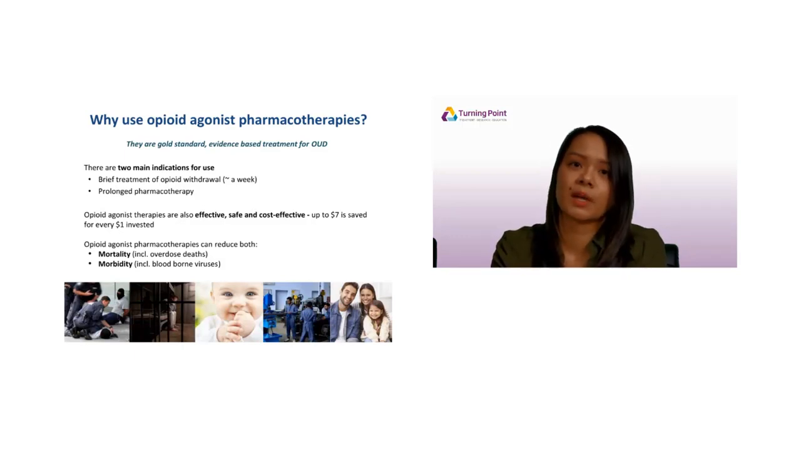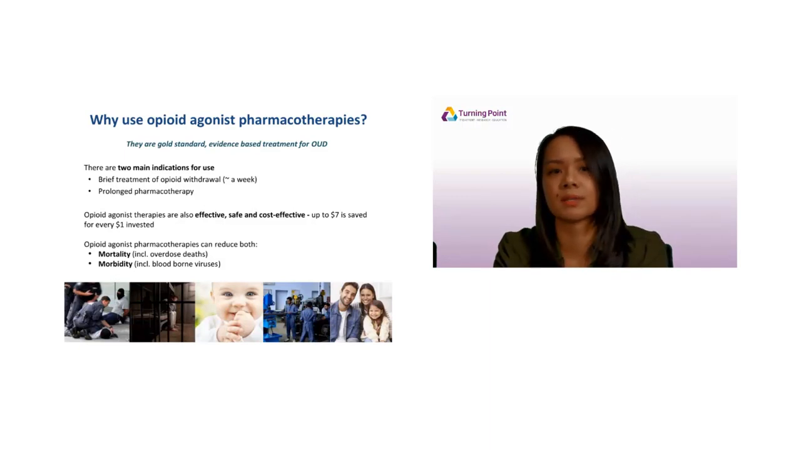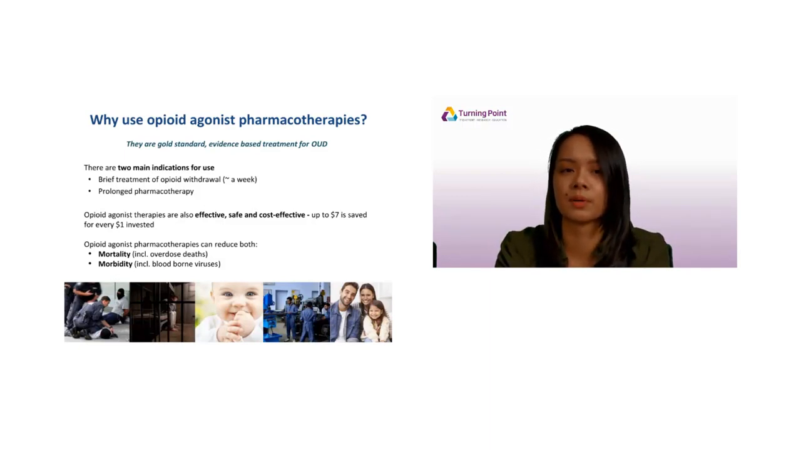From a health perspective, the main advantages is that opioid agonist pharmacotherapies can reduce both mortality and morbidity. So by mortality, I mean deaths, including overdose deaths, and by morbidity, I mean other adverse health outcomes, including blood-borne viruses. We also know that opioid agonist treatments also have other benefits to individuals and the wider community. So they reduce rates of crime and they reduce burden on the criminal justice system. They assist people to have healthier, happier families and social relationships, and they also help people return to work, which is really important as well.